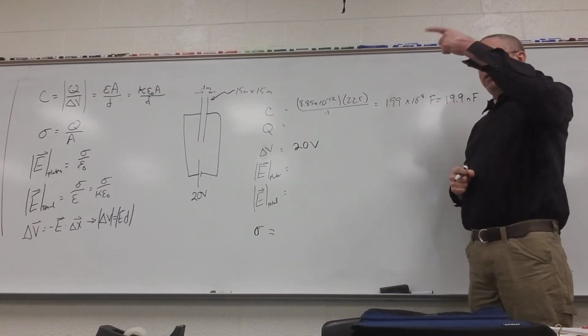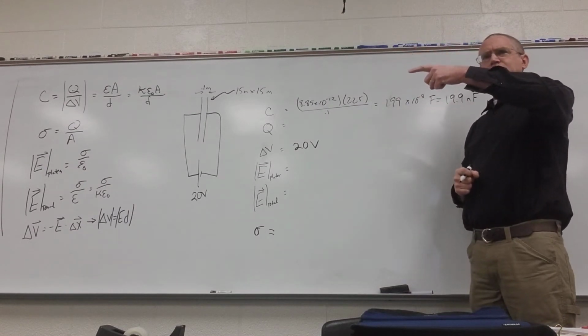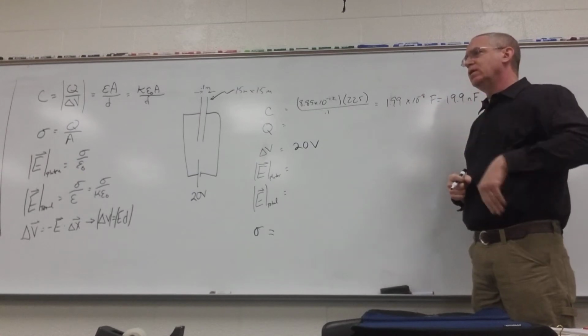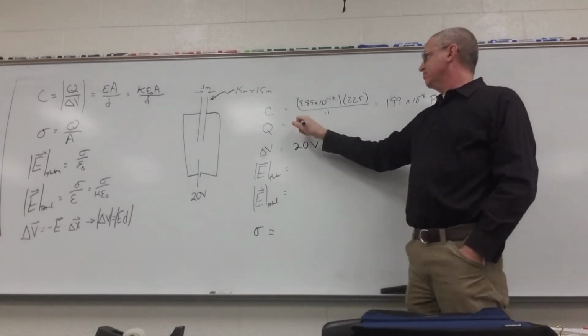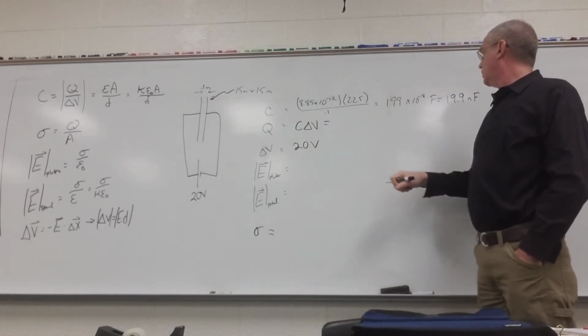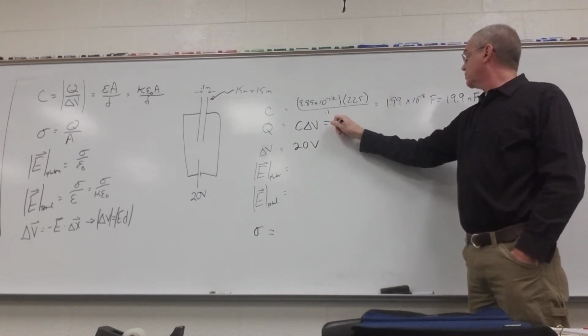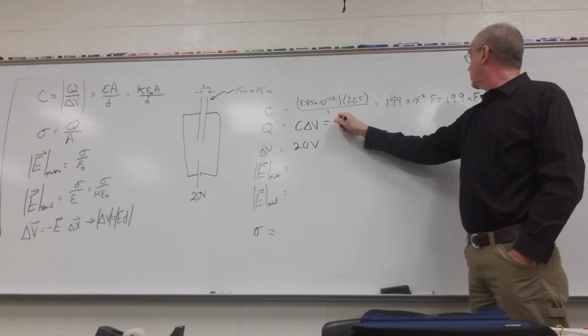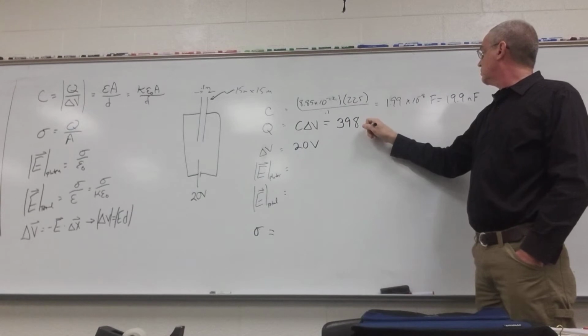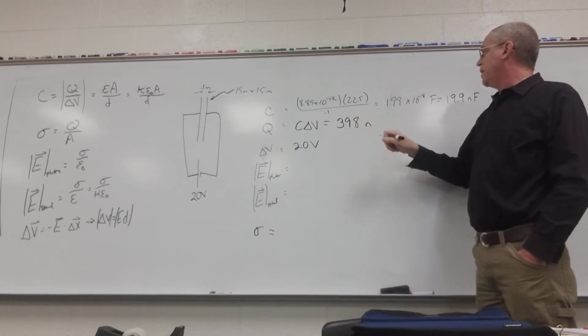Now we can go with, I think Janice suggested it, apologies if someone else had done it, finding Q. C times change in V. Yep. And so that becomes 398 nano somethings.